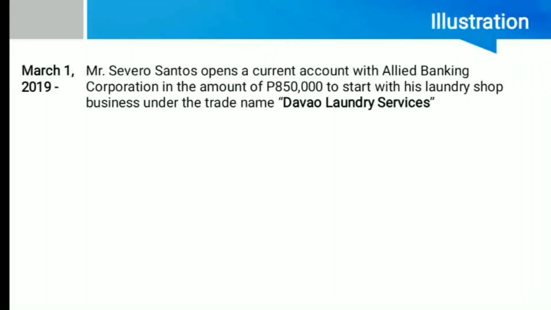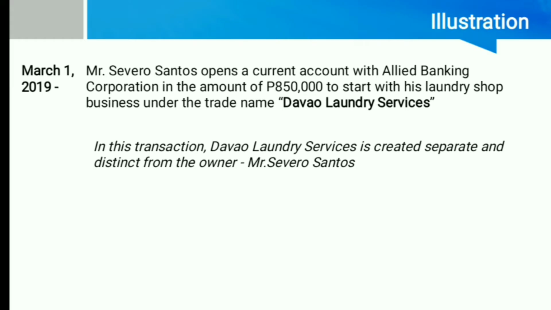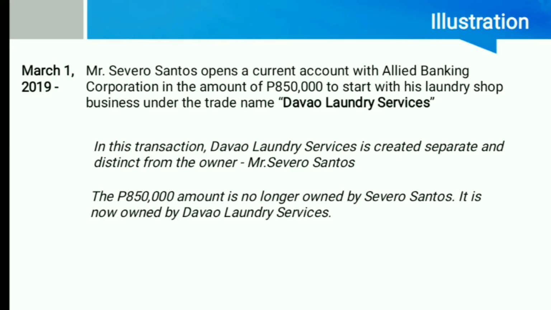Okay, so now we will start the journalizing process, and let's start with the first transaction, which is on March 1, 2019. On that date, Mr. Severo Santos opens a current account with Allied Banking Corporation in the amount of 850,000 pesos to start with his laundry shop business under the trade name Davao Laundry Services. So, on that date, March 1, 2019, Davao Laundry Services is created, which is separate and distinct from the owner, Mr. Severo Santos, which means the 850,000 pesos amount is no longer owned by Mr. Severo Santos. It is now owned by Davao Laundry Services.